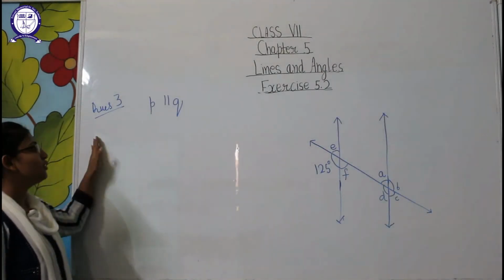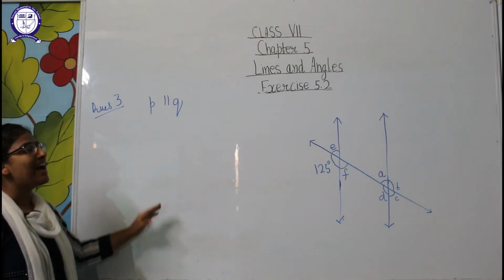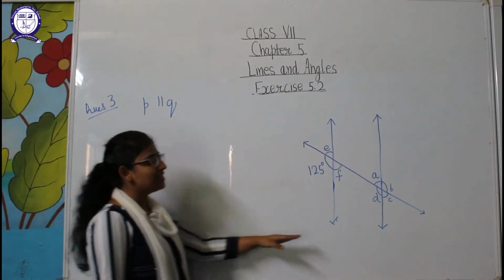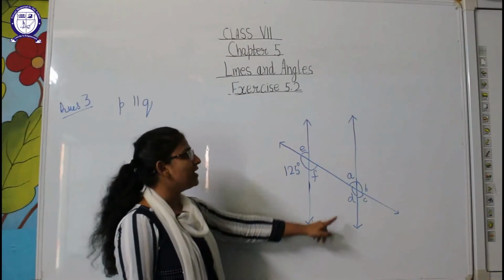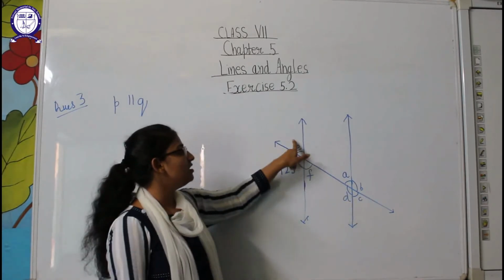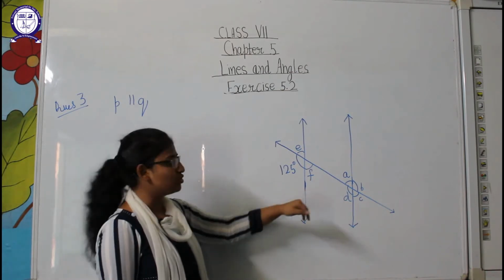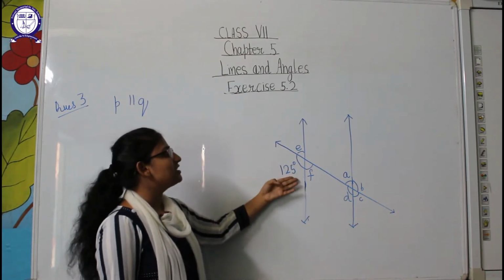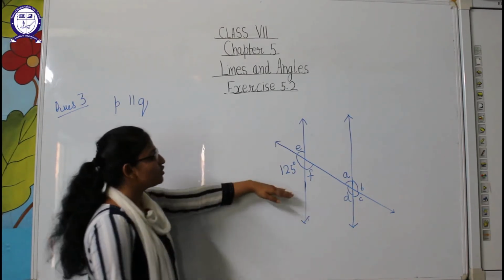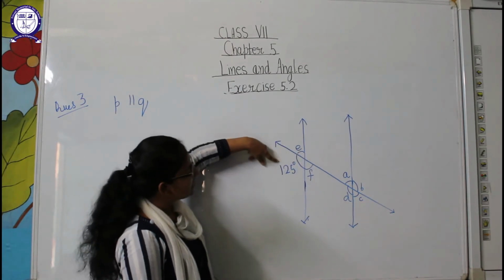Okay students, in your third question it is given to you that P is parallel to Q and you have to find the unknown angles. So what are unknown angles here? This is the figure given to you. Here this angle A, B, C, D, E and F. These are unknown angles here and you have to find these values. And this angle is given to be 125.